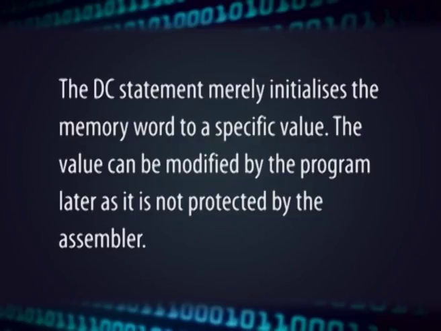The constants used in the higher level language program are to be declared in a manner that later they can be modified in the program. The DC statement merely initializes the memory word to a specific value. The value can be modified by the program later as it is not protected by the assembler. An assembler or an assembly program handles the constant in two ways: as immediate operands in the instructions and as literals. The use of immediate operands requires a special addressing mode in the computer.